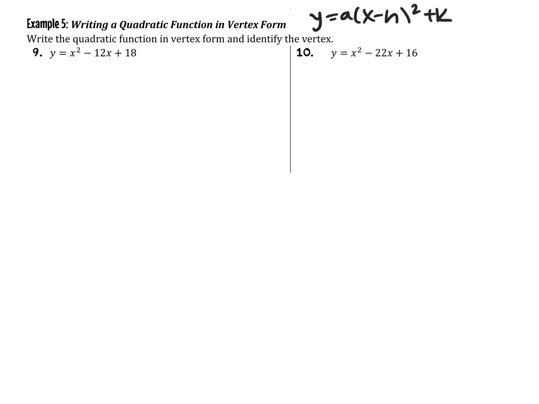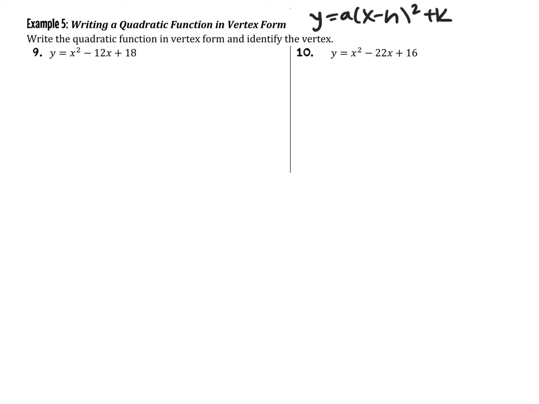And vertex form is super helpful because it helps us identify transformations. It makes it easier to graph. It helps us be able to see what our vertex is. And the vertex has a lot of information about increasing, decreasing, maximum or minimum value, and so forth. So having something written in vertex form is really helpful, and having a more efficient way to write something in vertex form is going to be helpful as well.